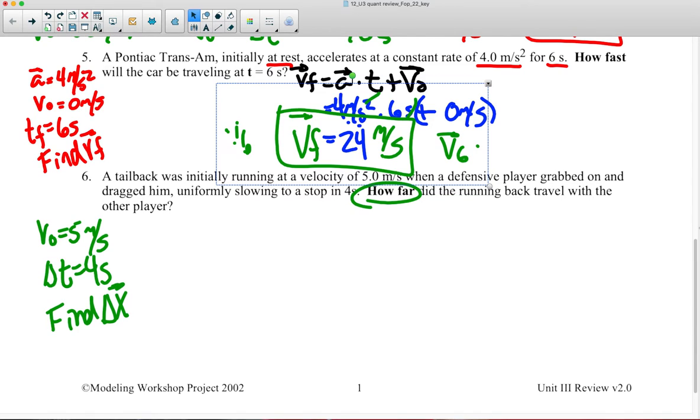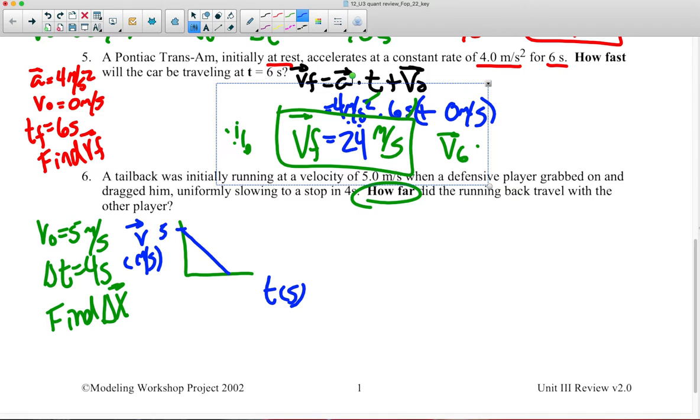With this information, it might be helpful for us to sketch out a velocity versus time graph. We have velocity in meters per second and time measured in seconds. Our starting velocity was 5 meters per second. It slowed to a stop, and we said the final clock reading is 4 seconds. And we happen to know that the area under the graph, the area of this triangle, is the displacement.